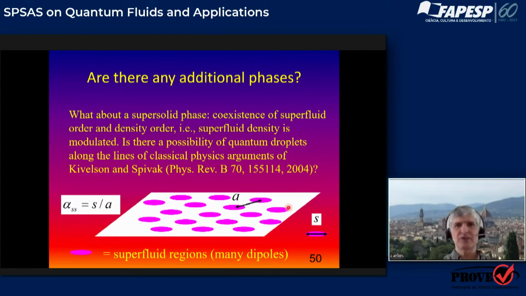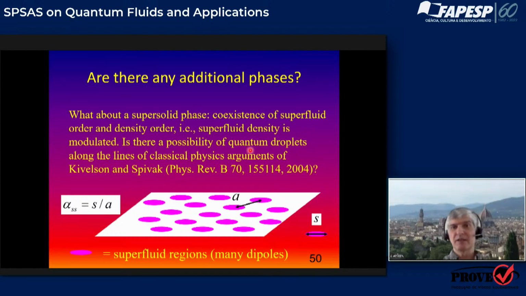So then, of course, we led to the question, is there any additional phases that we can have? And we were motivated in part by some work that we knew in the context of excitons, which was a work by Kielsen and Spivak, in which they looked at classical exciton dipoles on layered systems, and they asked themselves, is there a possibility that you can have regions in which these exciton dipoles would form kind of droplets? They were looking at it classically, and they were not interested in supersolids, but nevertheless, there are these classical droplets that would arise for classical dipoles.